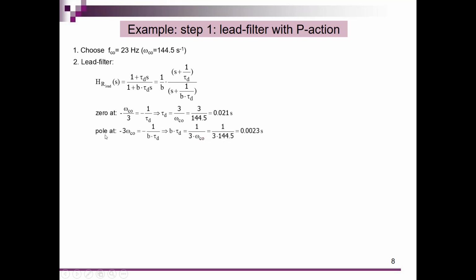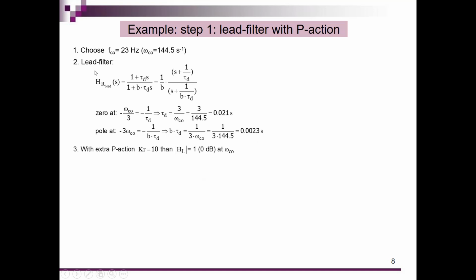We can do the same with the pole. We said we define it as 3 times omega crossover equals 1 over b times tau d. So this is the pole of my system. So b times tau d is 1 over 3 times the crossover frequency in radians per second. And then we get a pole time constant in the denominator, which is equal to 2.3 milliseconds. And what you also see is when you divide this by that value, then we have that tameness factor b of 1 over 9.